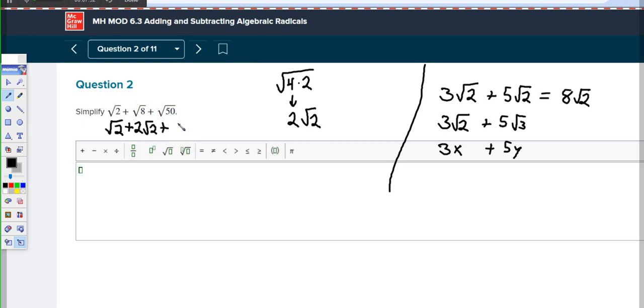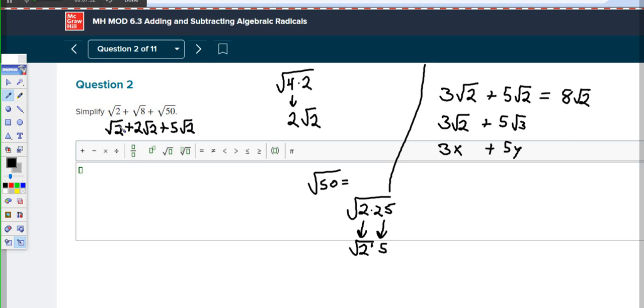And then square root of 50. Right? So we got square root of 50 equals square root of 2 times 25. Well, I do know the square root of 25 is 5, and I can't do anything with that remaining square root of 2. So the square root of 50 is 5 square roots of 2.